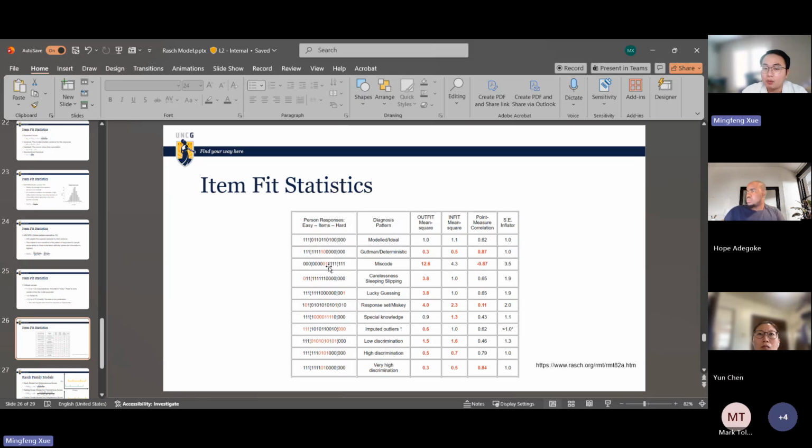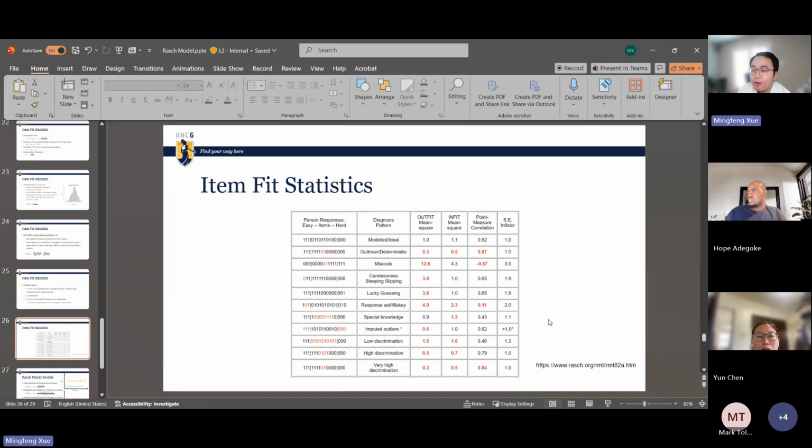And they can be miscoded. For example, in the middle, there's a miscoding. So this should be 1 and this should be 0. There's a miscoding, maybe a miscode, and you will find a large outfit and a large infit. And there are also other patterns. Sometimes we can rely on this table to make interpretation of the fit statistic.